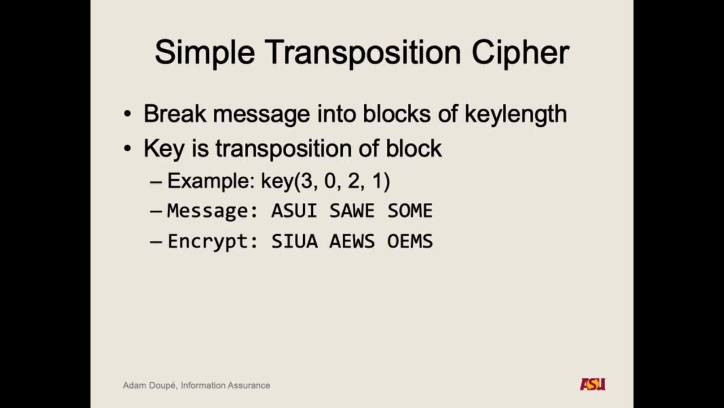Good question. Can you describe how the message maps to the encryption from the key? Right, so for every letter of the key, for position 0, this key tells you where to map position 0. So position 0 gets mapped to position 3, which is here. Position 1 gets mapped to position 0, which is here. Position 2 gets mapped to position 2, so it stays the same. And position 4 gets mapped to position 1.